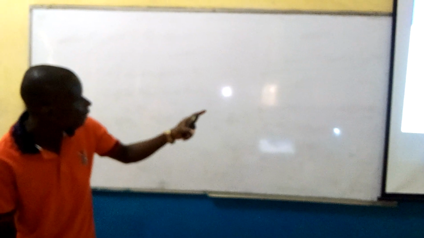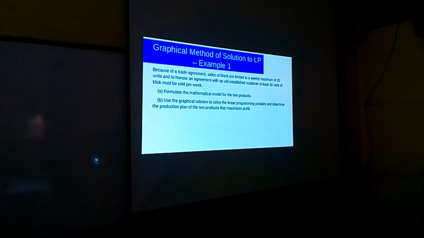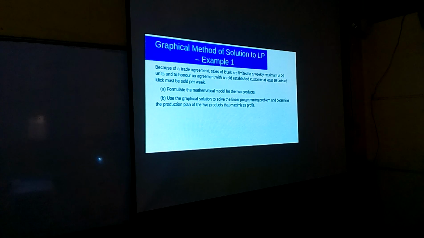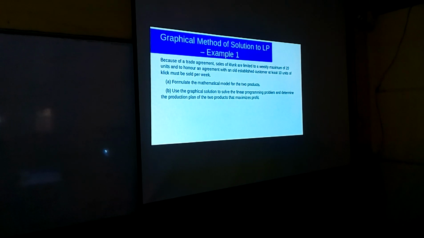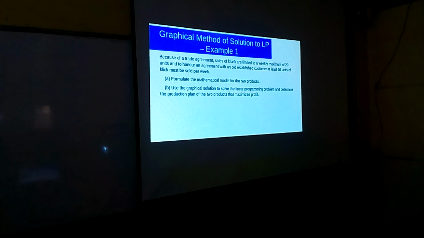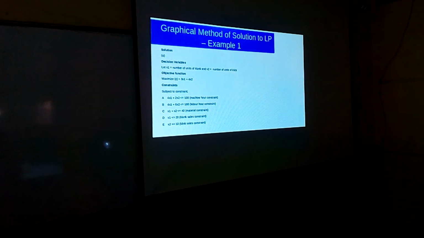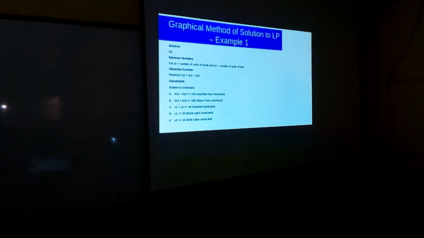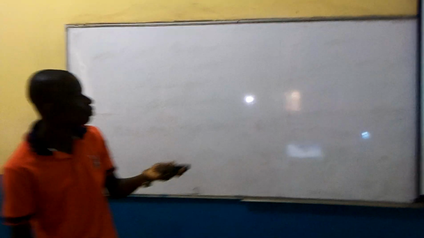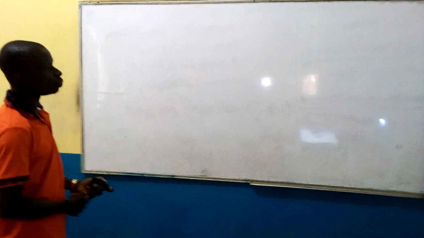Now constraints D and E come from this: the sales of Clank are limited to a weekly maximum of 20, and that of Click should be at least 10 units. So that is what we have here. x1 should be less than or equal to 20, and x2 should be greater than or equal to 10, in addition to the non-negativity constraints that we know. So let's see how we plot this.